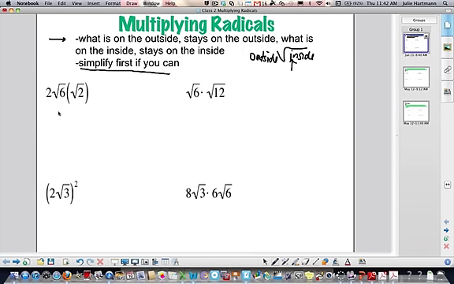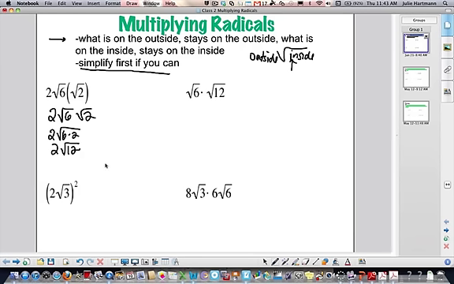All right, so right here we have 2 times root 6 times root 2. On the outside we just have a 2, and that's basically times a 1, so it's 2. And then root 6 times root 2, you can do 6 times 2 together. So 2 times root 12. Now, 12 can then be simplified.